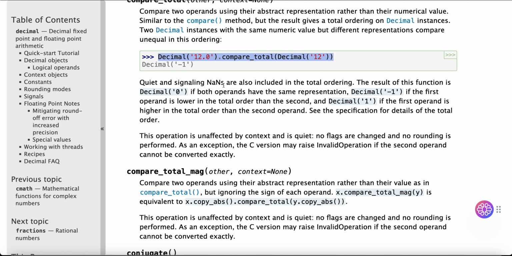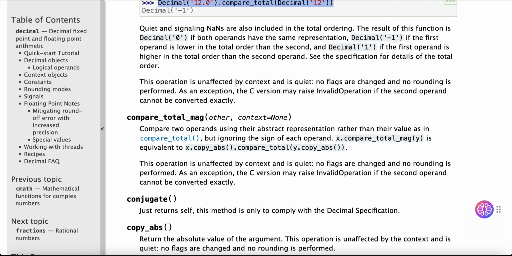Quiet and signaling NaNs are also included in the total ordering. The result of this function is Decimal 0 if both operands have the same representation, Decimal -1 if the first operand is lower in the total order than the second, and Decimal 1 if the first operand is higher in the total order than the second operand. See the specification for details of the total order.